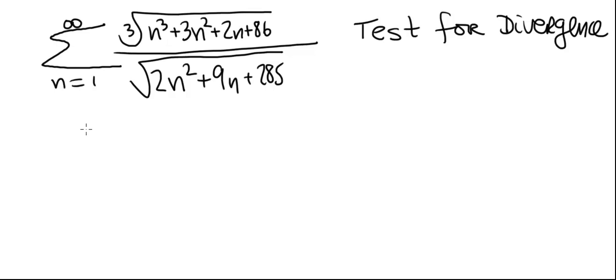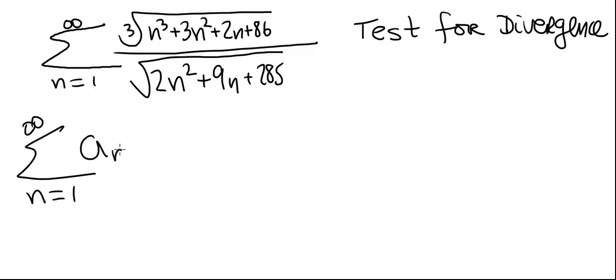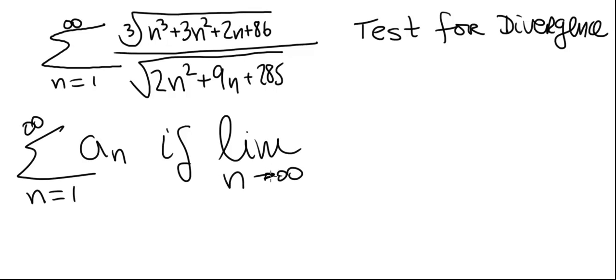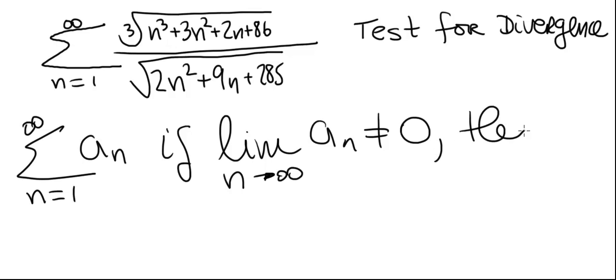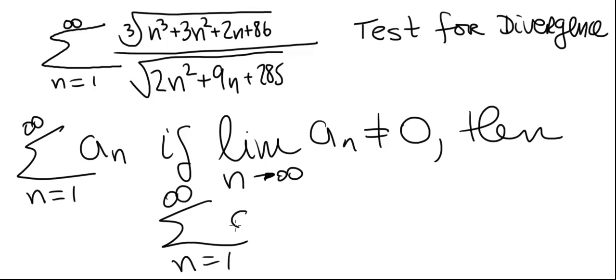Here's what the test for divergence says. It says if we have a series, it doesn't matter where it starts, so say it starts at 1 to infinity of a_n, and if the limit as n goes to infinity of the sequence a_n that gives us the series is not 0, now that could mean the limit is 5 or 1/4, or it doesn't exist at all, as long as it's not 0, then the series from 1 to infinity of a_n diverges.